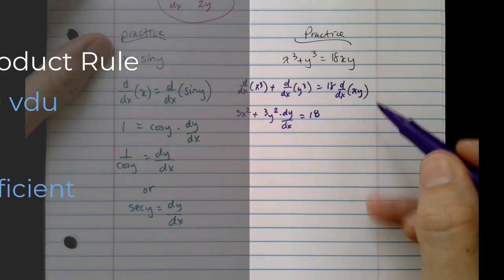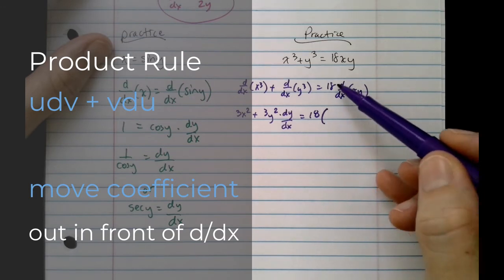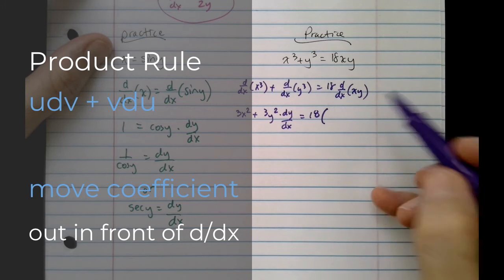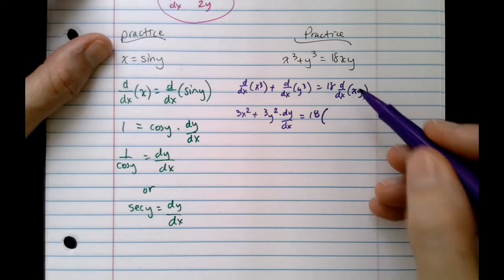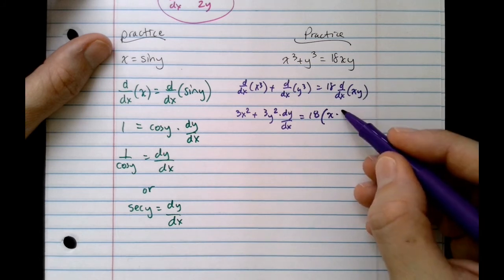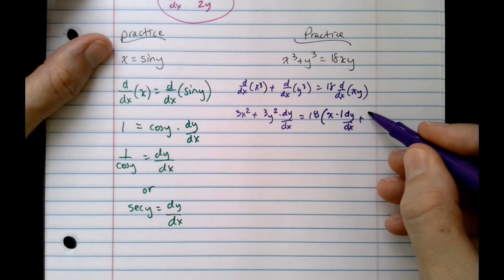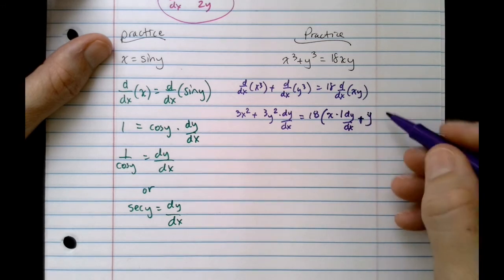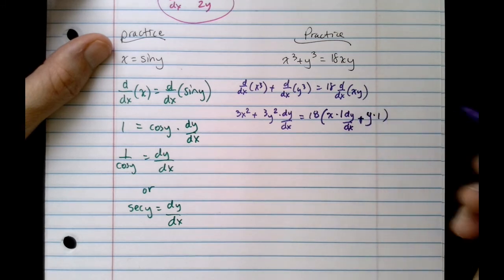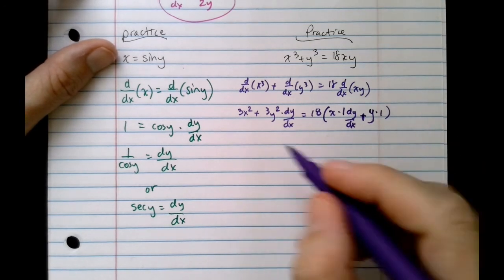Now over here is product rule. Be very, very careful with these. So I highly recommend, because there's a coefficient, put it out front. Now we're going to do product rule. So it's first times derivative of the second, so the derivative of y is going to be 1 dy/dx, plus second y times the derivative of the first 1. Now from here, I'm going to distribute the 18.